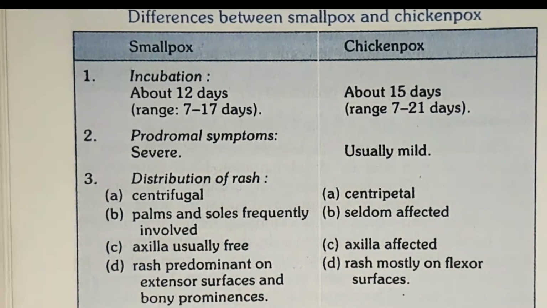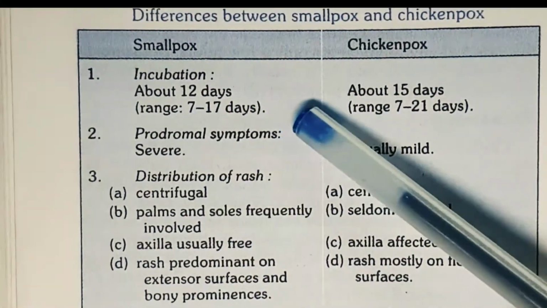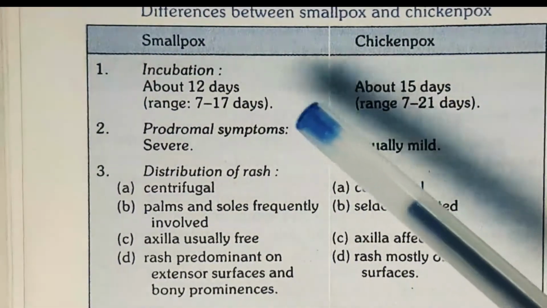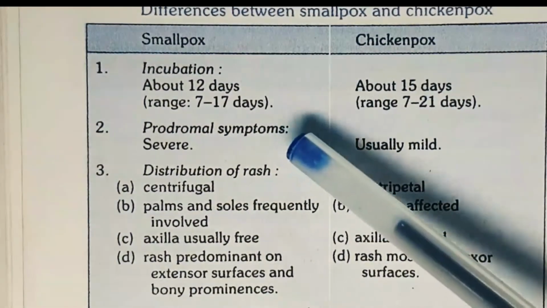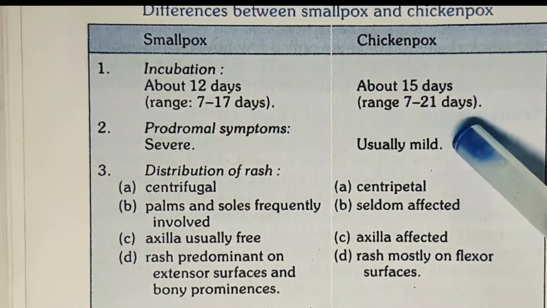So, smallpox, the incubation period. Incubation period is about 12 days and it ranges from 7 to 17 days. In chickenpox it is about 15 days, and in smallpox it is just about 12 days. But the prodromal symptoms are severe in smallpox, whereas they are usually mild in chickenpox.